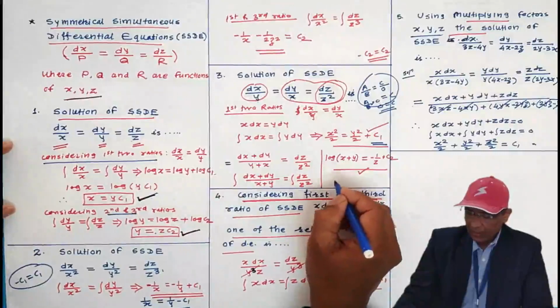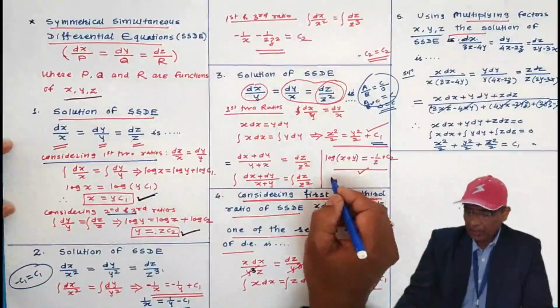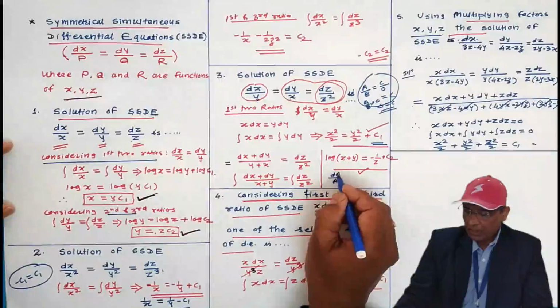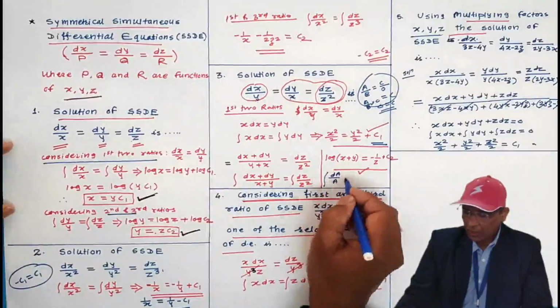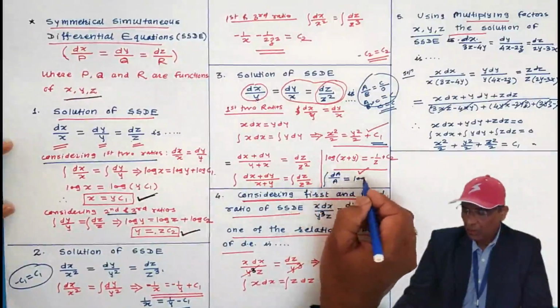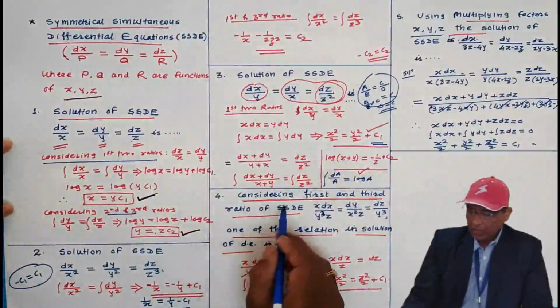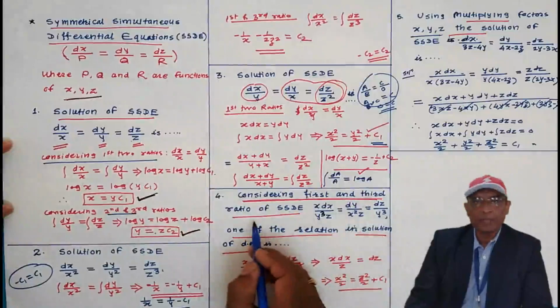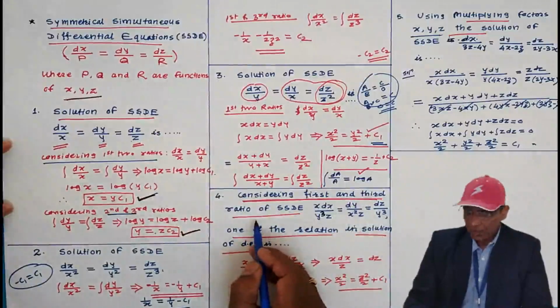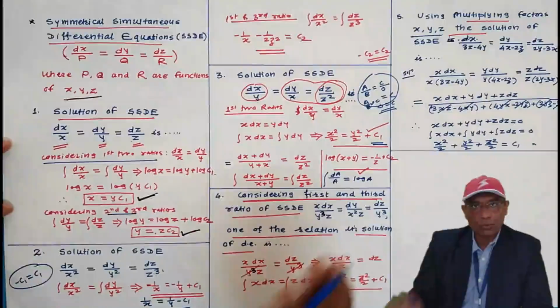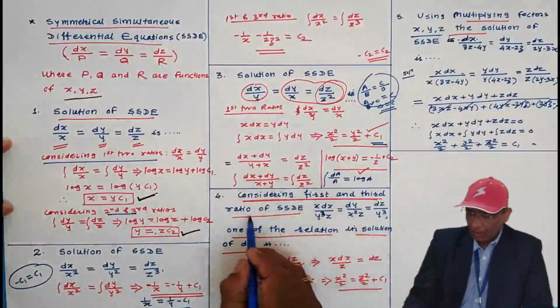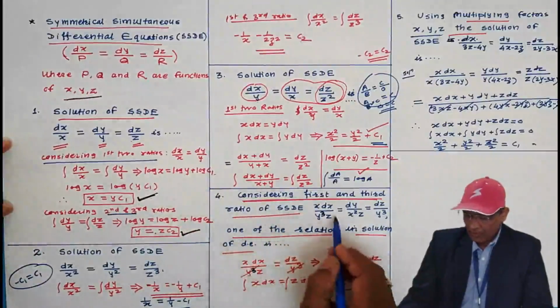In this way, if a is present in the denominator and derivative of a is present in the numerator, then integration of total term is log of a, log of denominator. The same thing happened here. Next problem, considering first and third ratio. Here we have been given the instruction to consider first and third ratio only of symmetrical simultaneous differential equation.